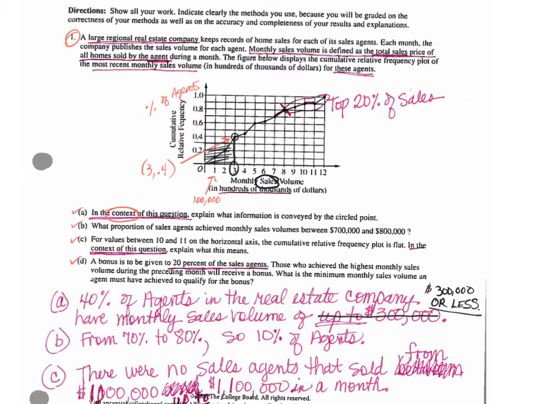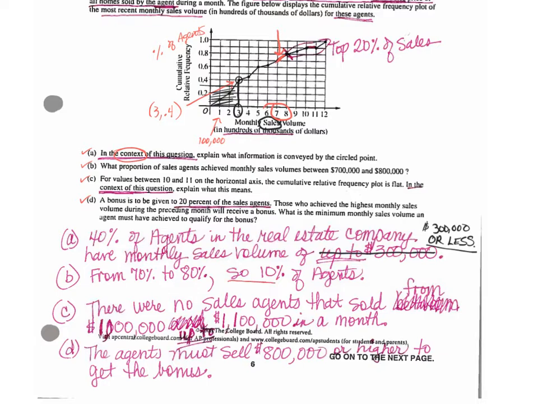But anyway, okay. Next, B is asking you in particular about this section here, going from 700,000 to 800,000. So that is this section up here, this little increase from 0.7 to 0.8. So that is 10% of agents. So that's what you would have to say on part B.